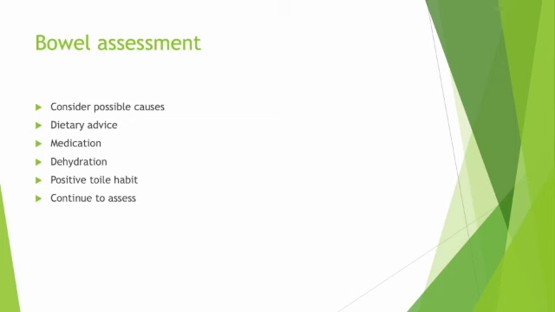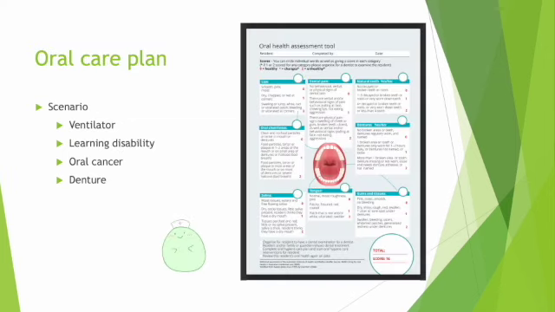Okay, so the next is the oral care plan. So in this station, you will be given a scenario and asked to produce a suitable care plan according to the scenario. So the 4 scenarios are ventilated patient, learning disability, cancer patient, and the patient with dentures.